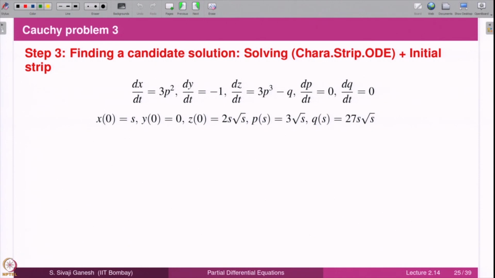Now, here p and q are the simplest equations. So, that gives us P(t,s) is a constant and that has to be 3 root s. Similarly, Q(t,s) has to be constant, that has to be 27 s root s. And Y(t,s) is also easy, y of (t,s) is minus t plus constant, when t equal to 0 it should be 0, therefore, this is minus t. And we have to now compute x and z.